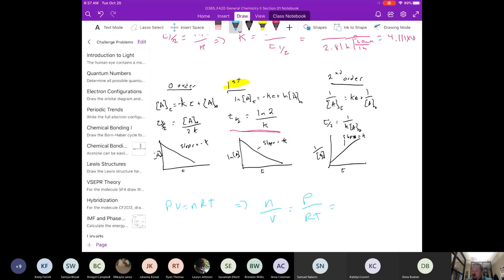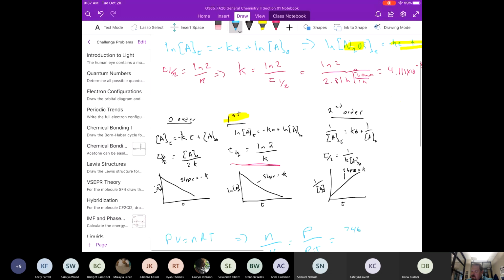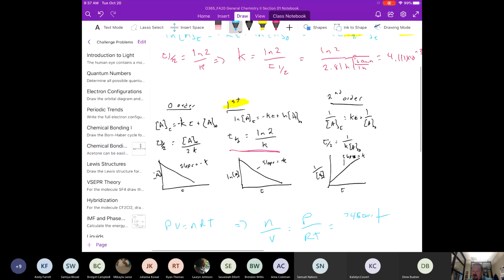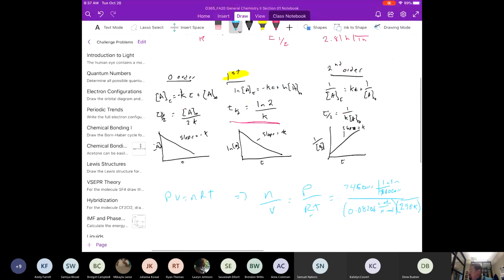Which would be equal to the pressure of our gas, which was 745 torr, but the R value isn't in torr, it's in atmospheres. So we have to convert: 760 torr is 1 atmosphere. Our gas constant is 0.08206 liters times atmospheres divided by Kelvin times mole. And our temperature, we said up here, was 25 degrees Celsius, which would be 298 K.